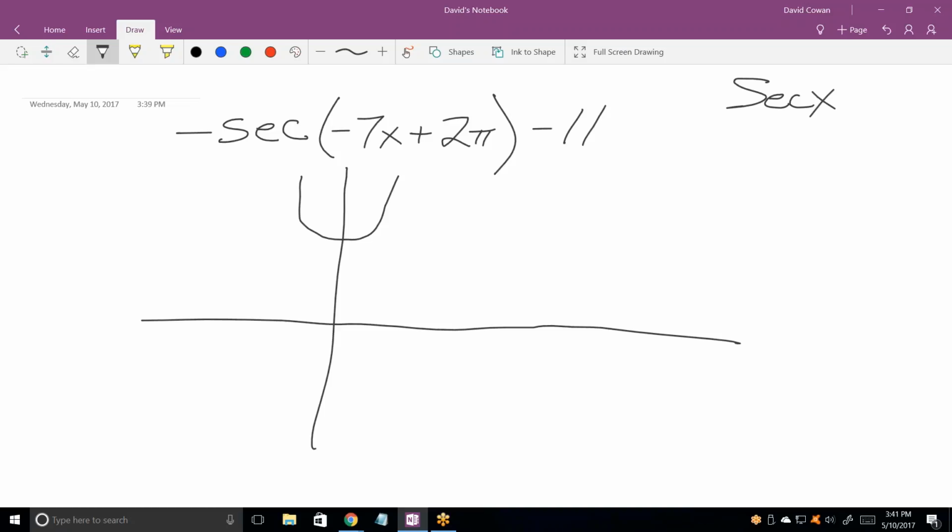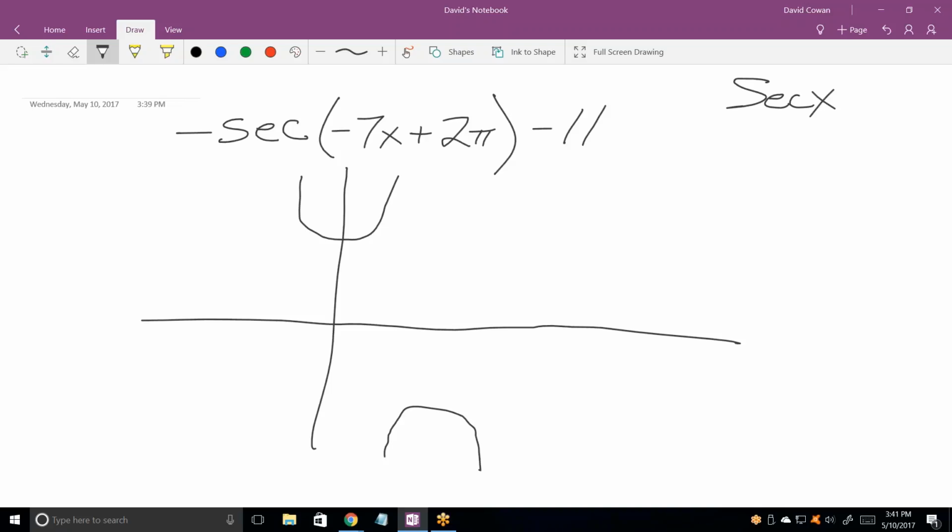There is one period of the secant of x. Now, let's deal with all of these transformations. The first thing we have to deal with are the two reflections.